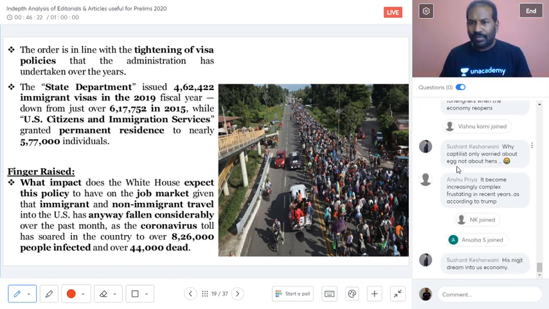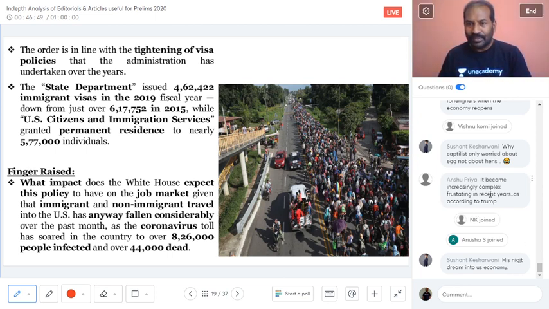Why are capitalists only worried about the eggs, not about the hens? Because they always invest the eggs. They invest the eggs into different baskets. They're not worried about the hens. They will not put the hens in different baskets; they will put the eggs in the different baskets. Capitalistic approach. And in a lighter sense, Sushant.